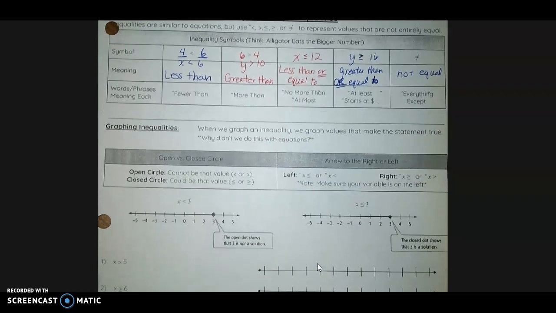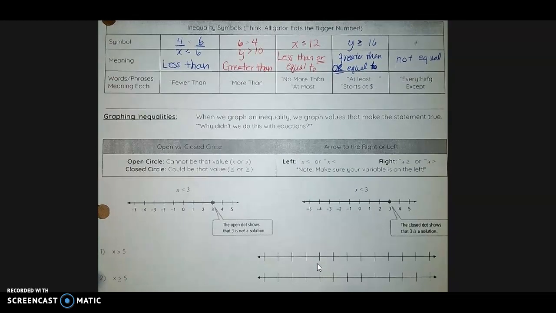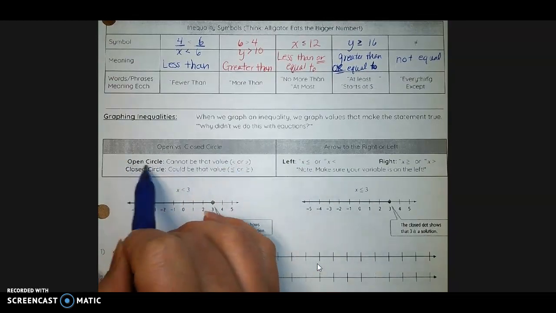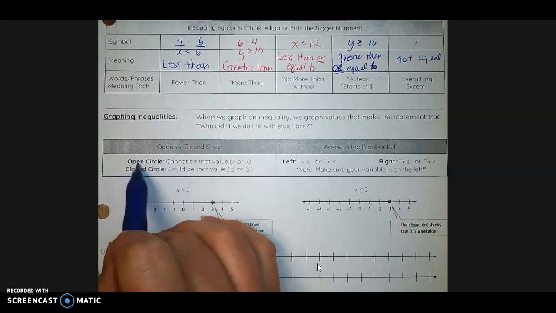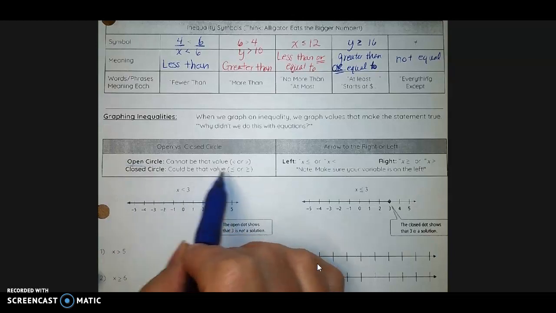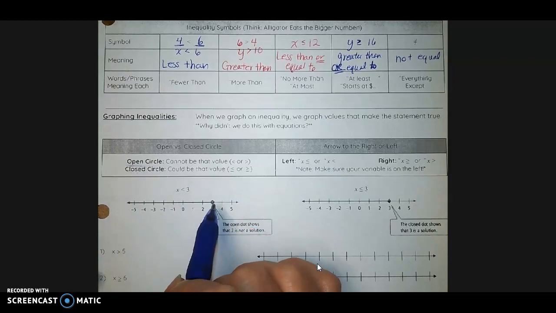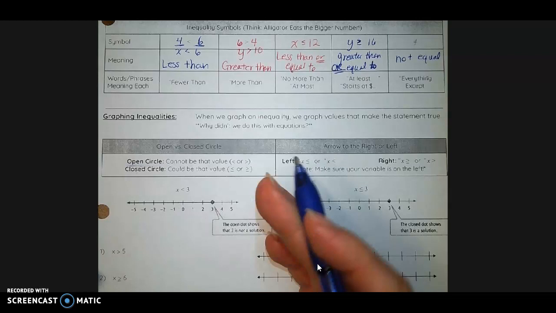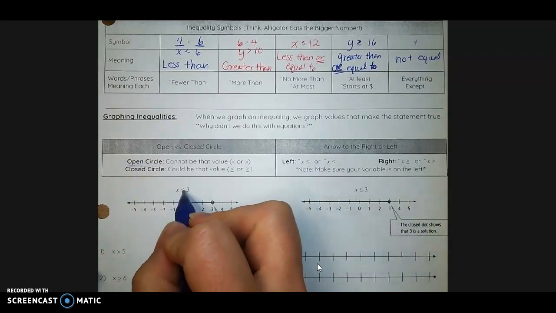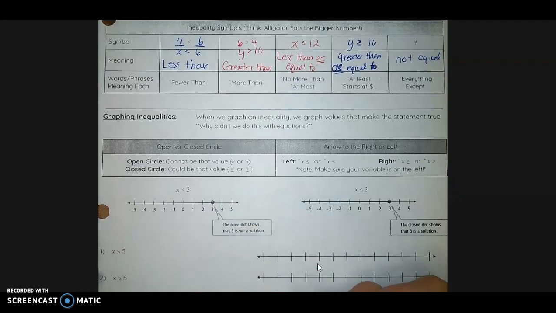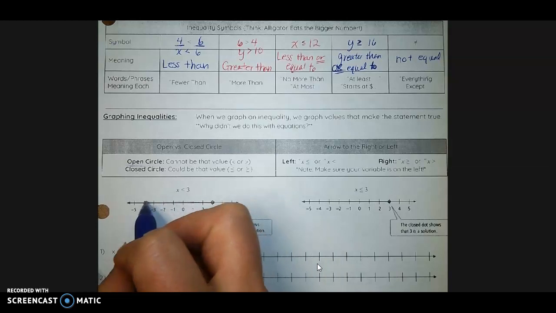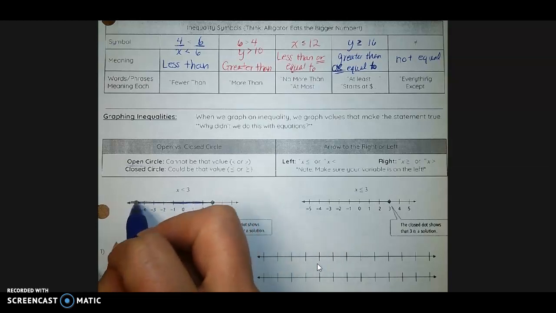When I have an inequality that does not have the little line underneath it, I'm going to graph that with an open circle, meaning I'm not including it. It's not included in the group. If I do have that little line underneath, I'm going to have a closed circle, and that means that I'm including that answer. So this one you can see right here, I have x is less than 3. This is an open circle. And then the less than means anything less than that would work. So I would shade this part.